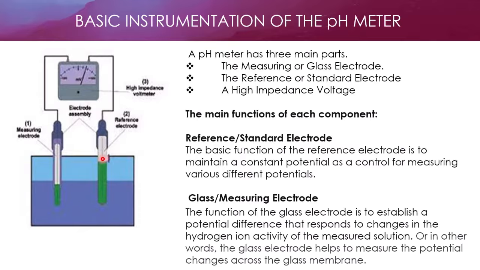The basic function of the reference electrode is to maintain a constant potential as a control for measuring various different potentials. So now let us look at the glass or the measuring electrode. The function of the glass electrode is to establish a potential difference that responds to changes in the hydrogen ion activity of the measured solution, or in other words, the glass electrode helps to measure the potential changes across the glass membrane.